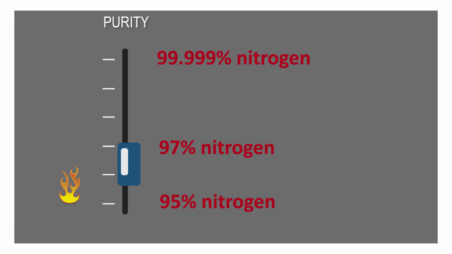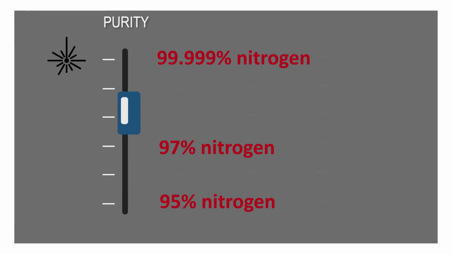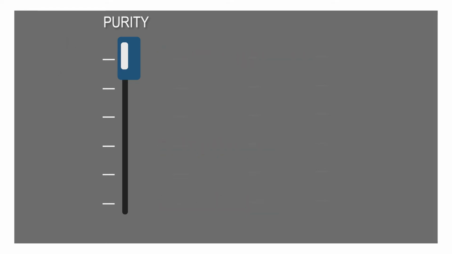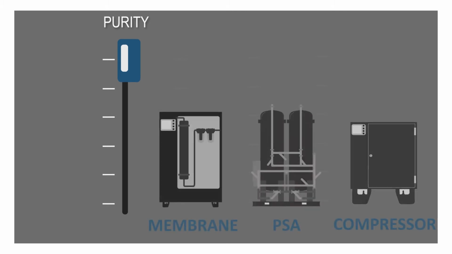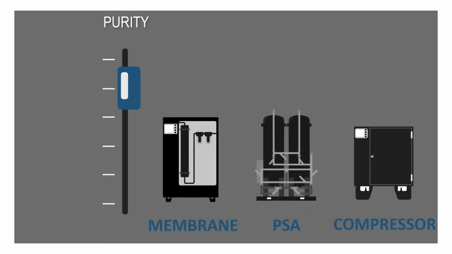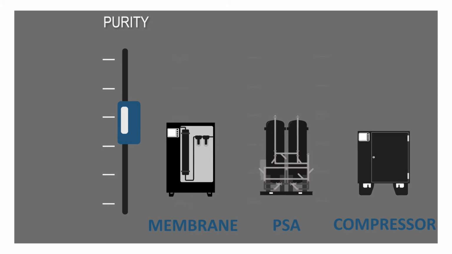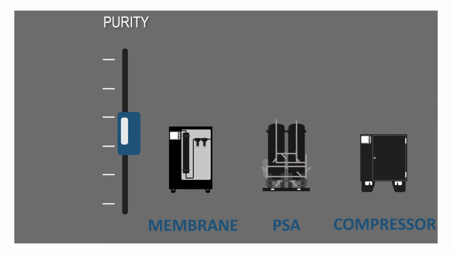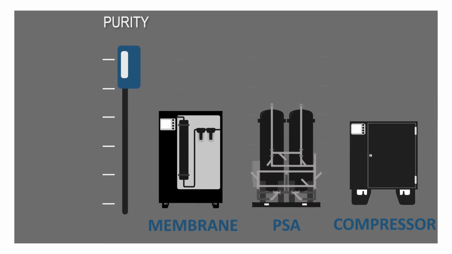If the nitrogen will be used in heat treating metals, for example, the required purity could be up to 99.999%, which is 10 parts per million of residual oxygen. It is important to know the purity your process can tolerate, because both the capital cost and the operating costs of a nitrogen generator rise steeply as the purity increases.